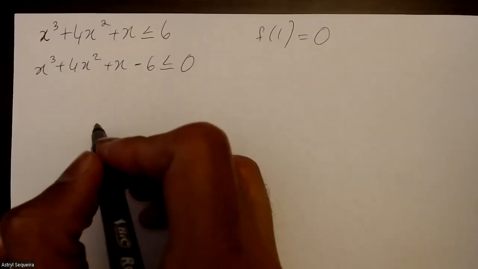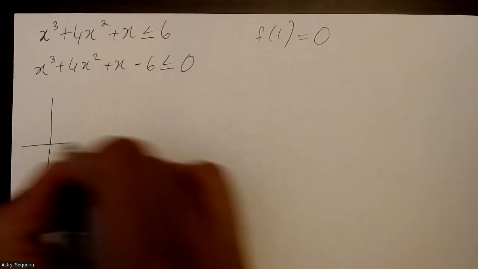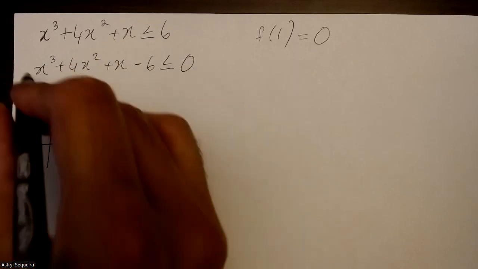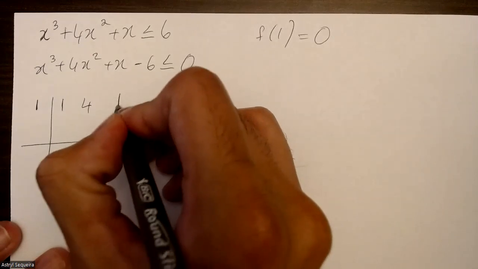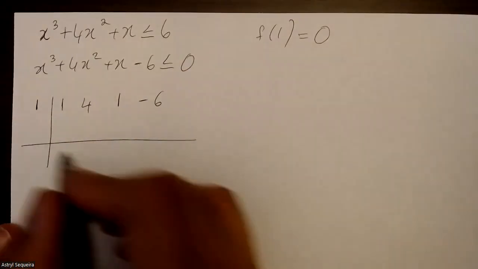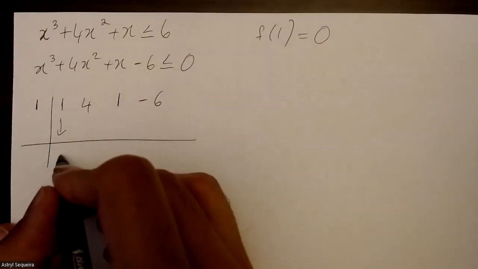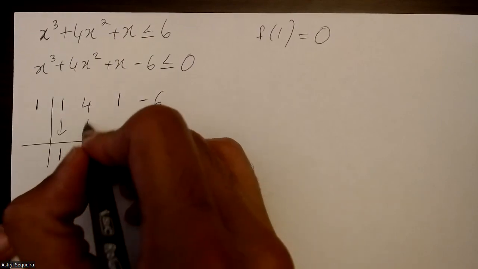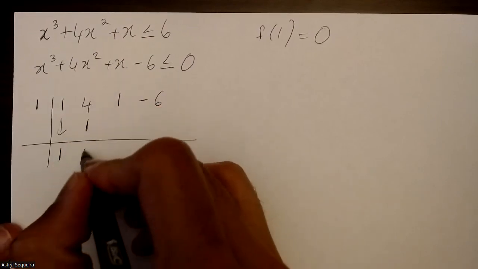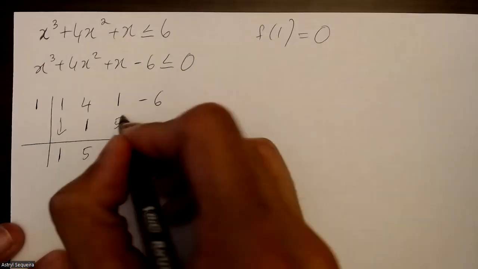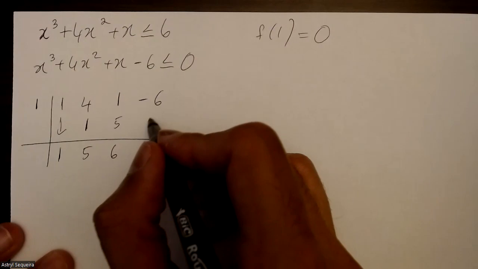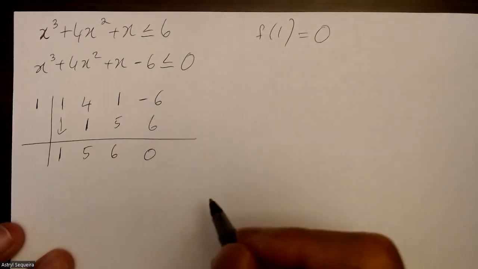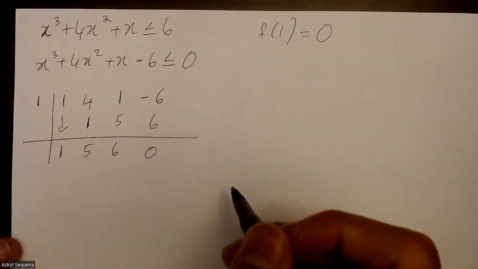So now I'll do synthetic division. 1 over here, I'll put my coefficients. So 1, 4, 1, negative 6. And now I'll do my synthetic division. I bring my first term down. 1 times 1 is 1. 4 plus 1 is 5. 1 times 5 is 5. 1 plus 5 is 6. 1 times 6 is 6. And then I get my remainder of 0.